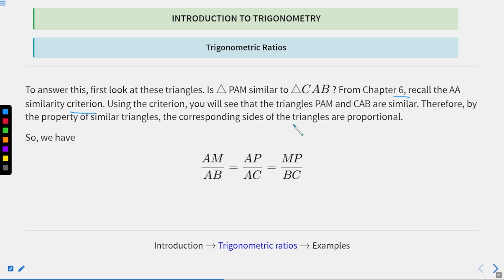Therefore, by the property of similar triangles, the corresponding sides of the triangles are proportional. So we have AM divided by AB is equal to AP divided by AC, which is equal to MP divided by BC. This holds since the corresponding sides of two similar triangles are proportional.